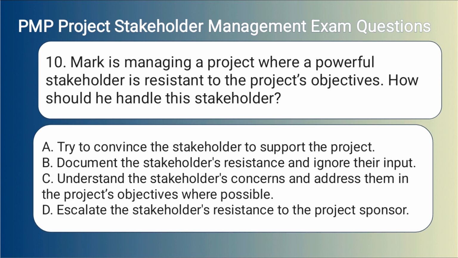10. Mark is managing a project where a powerful stakeholder is resistant to the project's objectives. How should he handle this stakeholder? A. Try to convince the stakeholder to support the project. B. Document the stakeholder's resistance and ignore their input. C. Understand the stakeholder's concerns and address them in the project's objectives where possible. D. Escalate the stakeholder's resistance to the project sponsor.